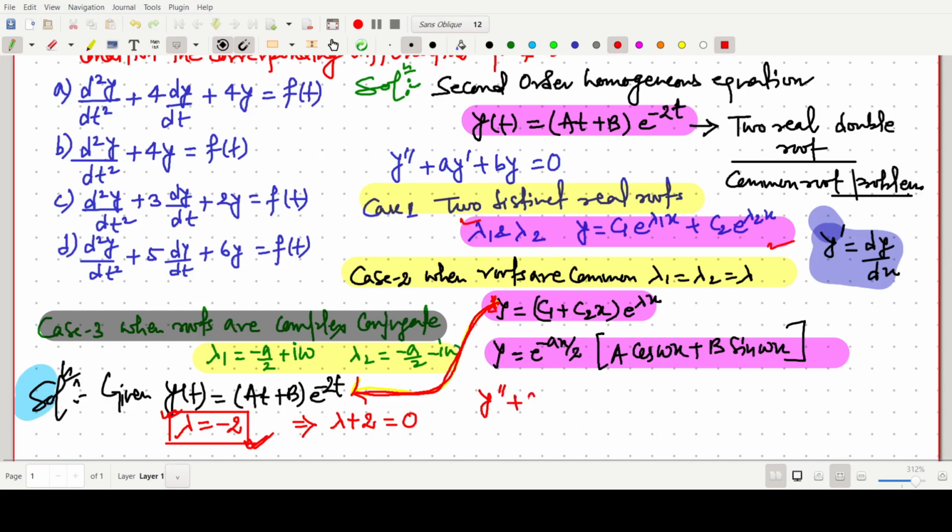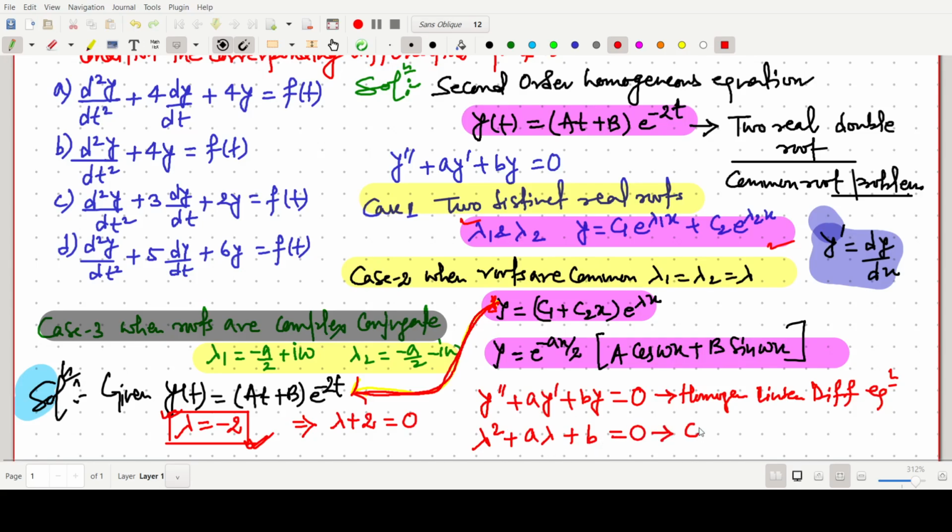If y double dash plus a y dash plus b y equals 0, this one is a homogeneous linear differential equation. So instead of this, we can also write lambda square plus a lambda plus b equals 0, which is our characteristic equation of a differential equation.